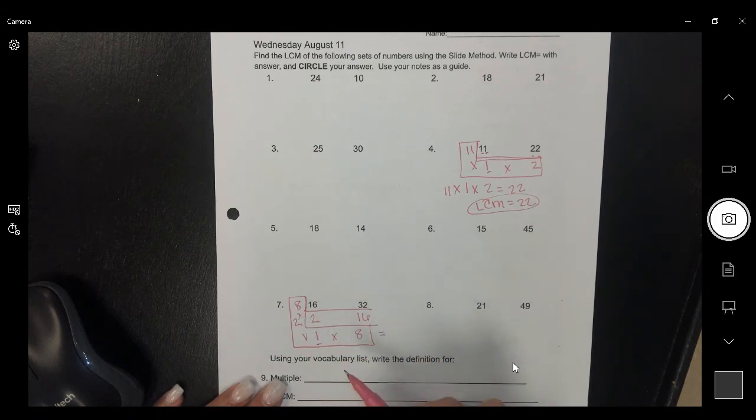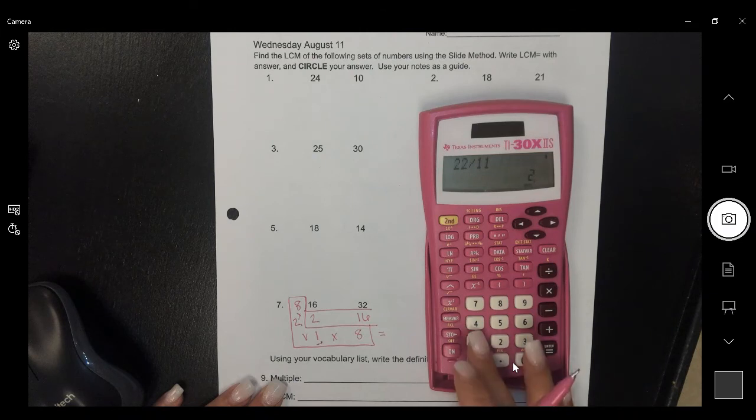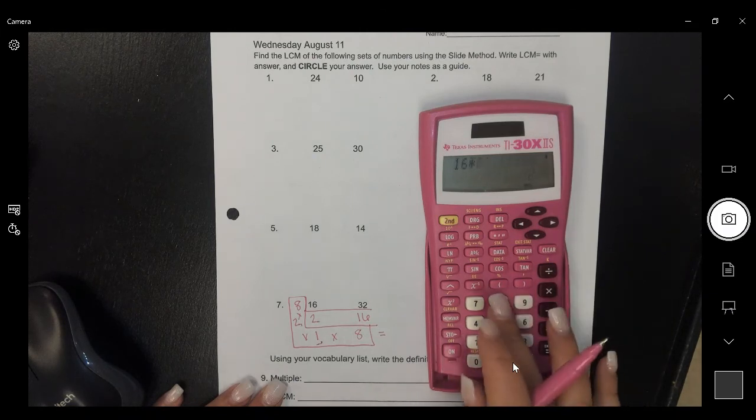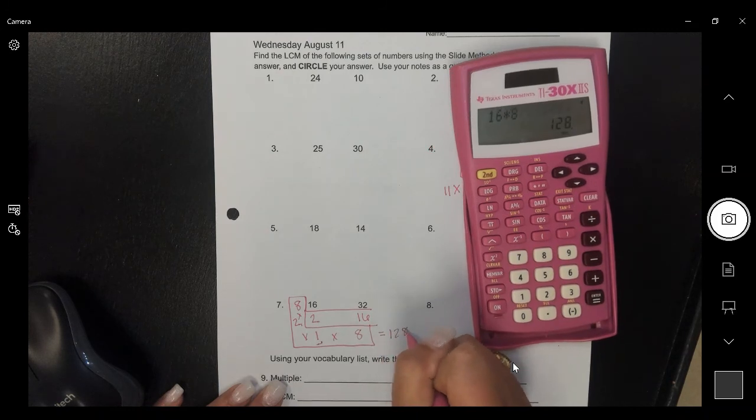And so 8 times 2 is 16, 16 times 1 is 16, and 16 times 8, I can't do that in my head, so I'm going to come to my handy-dandy calculator, and 16 times 8 is going to be 128. So the LCM equals 128. And that's how you do it.